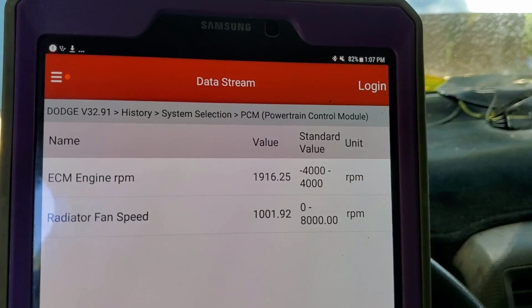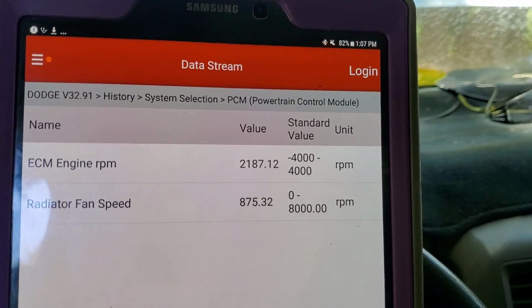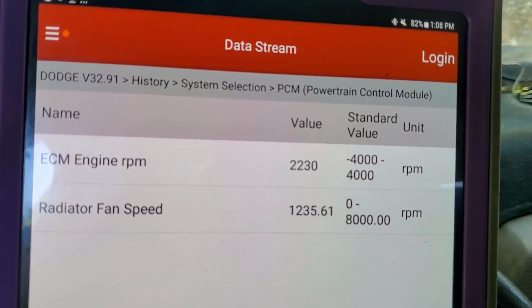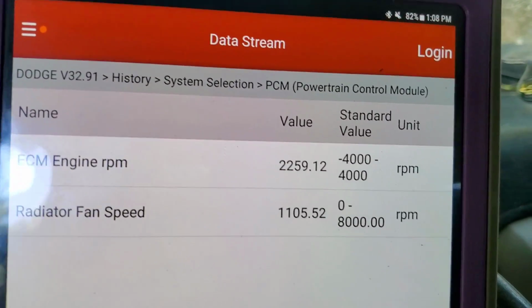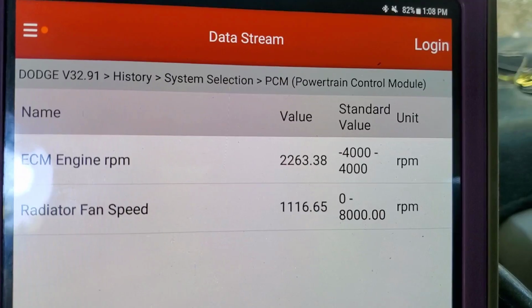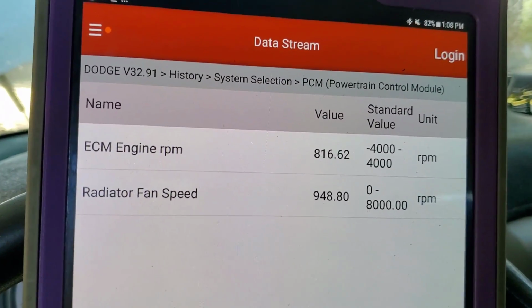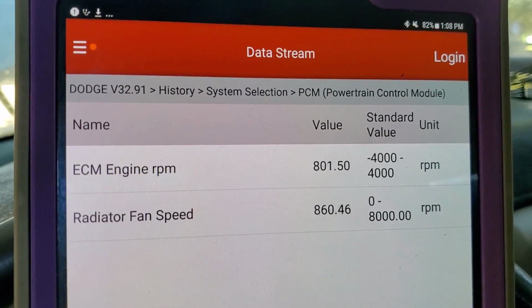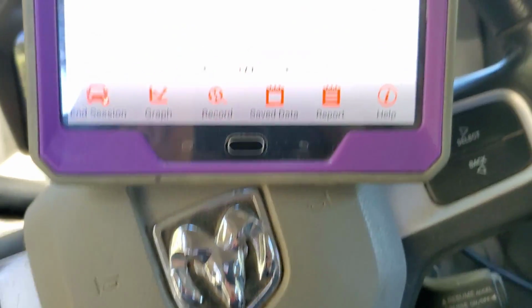Well, the old cooling fan speed was reporting about 500 RPM when the engine was at idle, about 800. I already drove this vehicle and did not get any diagnostic trouble codes. As we saw, the solenoid resistance was really way off. So we're done with this one.